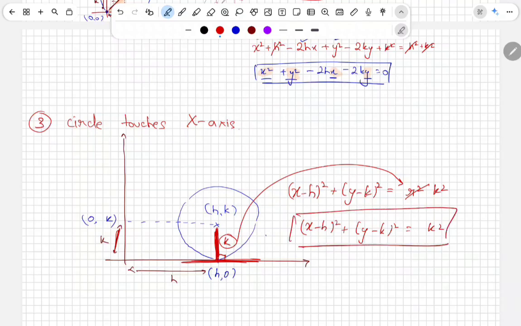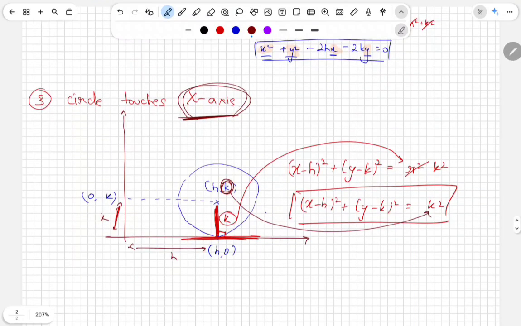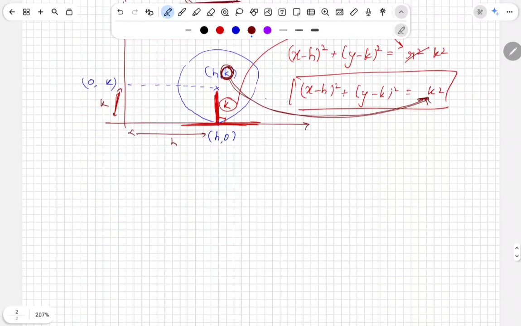How do we remember it? If the circle is touching the x-axis, take the y's term k, square it, and write it in place of radius squared. If the circle is touching the x-axis, take the y's term and write it in place of radius. That is going to be the equation of the circle.